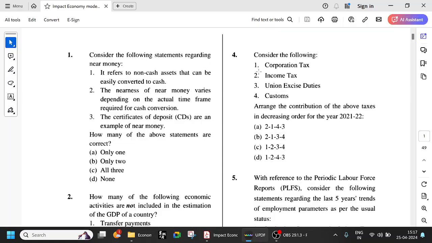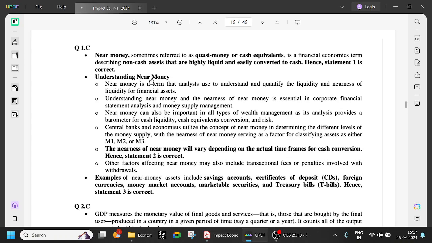So the statement that near money refers to non-cash assets that can be easily converted to cash is true. Near money is a term that analysts use to understand and quantify the liquidity and nearness of liquidity for financial assets. Understanding near money is essential in corporate financial statements, and it can be important in all types of wealth management. Central banks and economists utilize the concept of near money in determining the different levels of money supply. M1, M2, M3, all these things we've seen in economics classes, right?